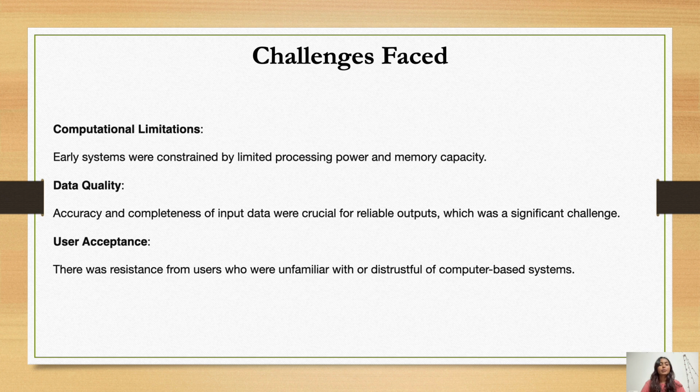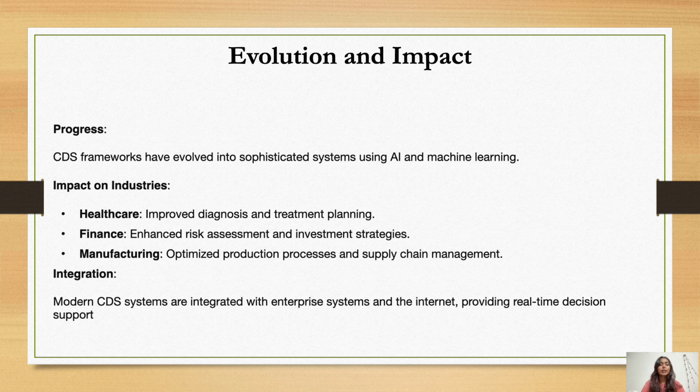In computational limitations, early systems were constrained by limited processing power and memory capacity. Data quality: accuracy and completeness of input data were crucial for reliable outputs, which was a significant challenge. Then user acceptance: there was resistance from users who were unfamiliar with or distrustful of computer-based systems. Then the next is evolution and impact.